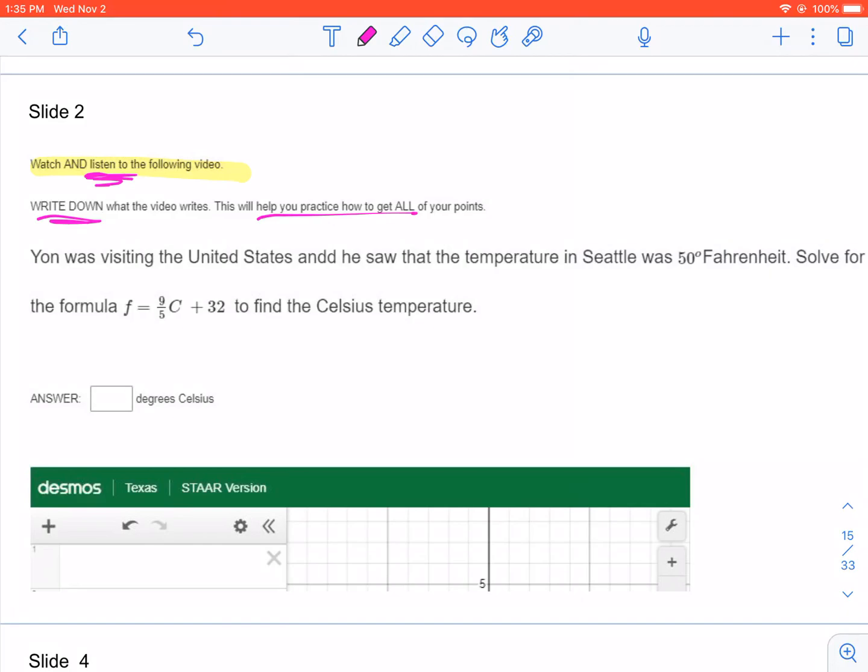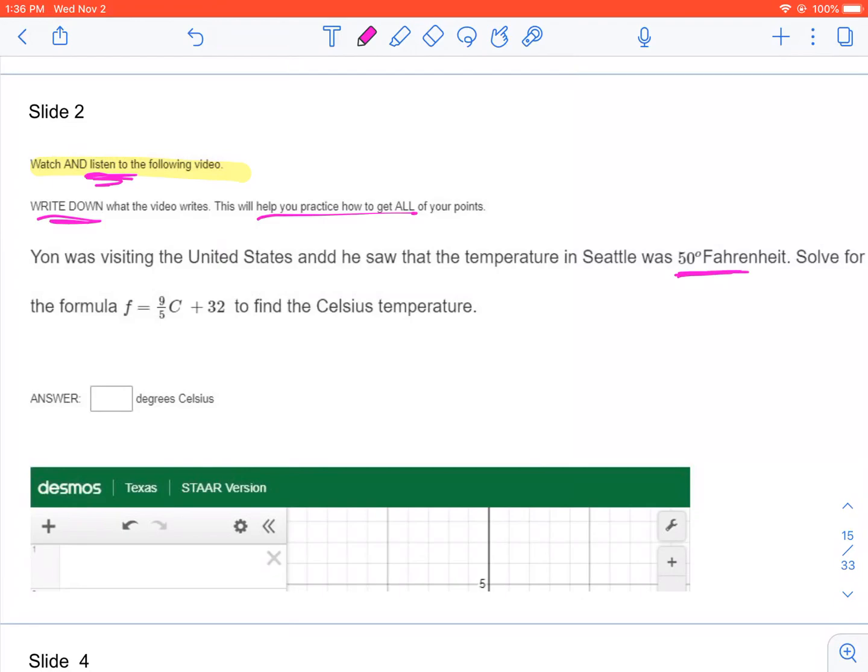Jan was visiting the United States and he saw that the temperature in Seattle was 50 degrees Fahrenheit. Solve for the formula F equals 9 over 5C plus 32 to find the Celsius temperature. So right here we know that Fahrenheit is 50.